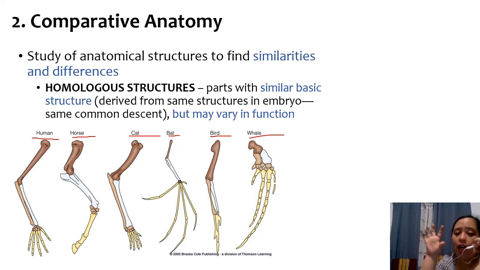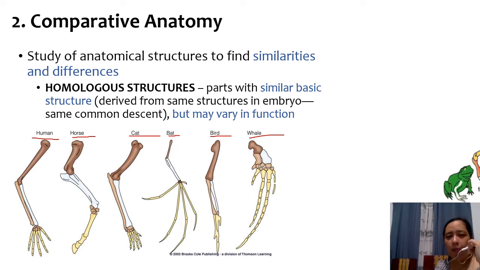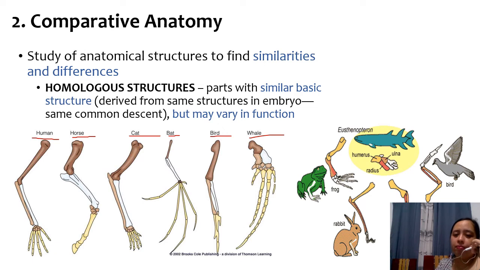Of course, sa atin, grasping. Sa horses, for running. Sa cat, for climbing or something. Sa bat, sa birds, for flying. And of course, whales, for swimming. Diba? Yan.